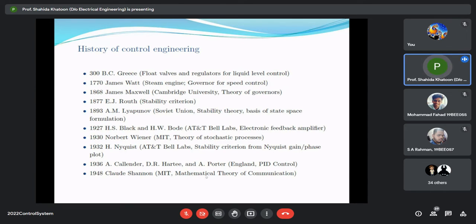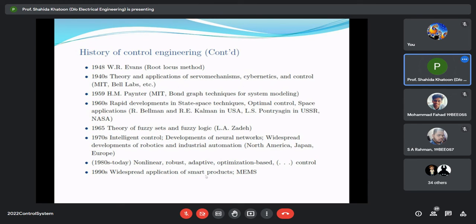In 1948, Claude Shannon of MIT gave the mathematical theory of communication. In 1948, W.R. Evans gave the root locus method. In 1940, theory and application of servo mechanism, cybernetics, and control system was introduced in MIT and Bell Labs, etc. In 1959, Paynter of MIT gave the bond graph technique for system modeling.